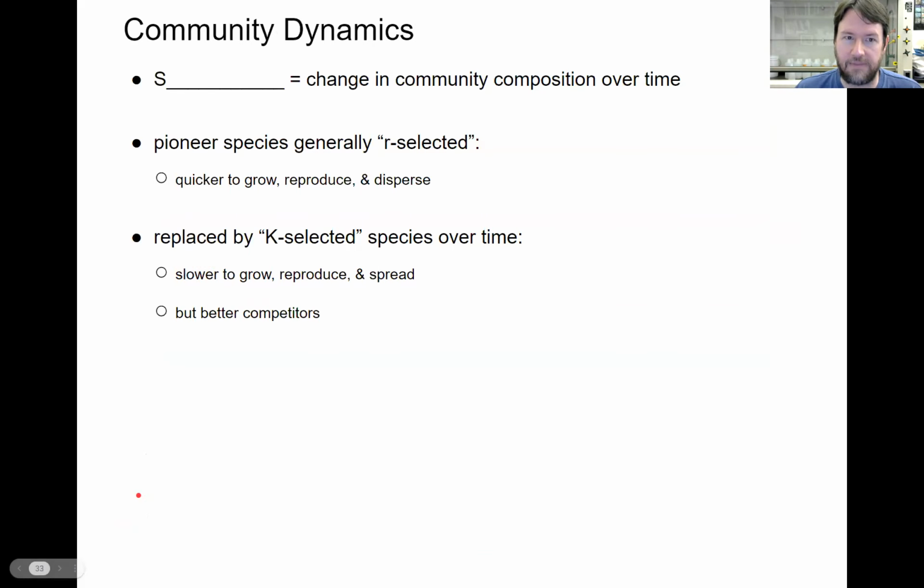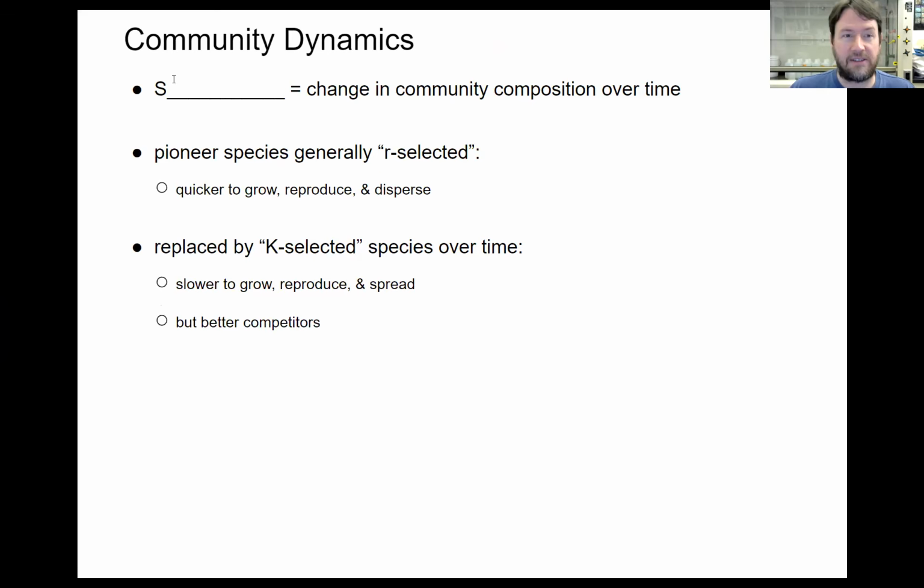Okay. So the last thing we're going to talk about is community dynamics, and the change in the community composition over time is really interesting. This process is called succession. So kind of like political succession, where one party gives way to a different party. Biological succession or ecological succession is where the composition of the biological community changes over time.